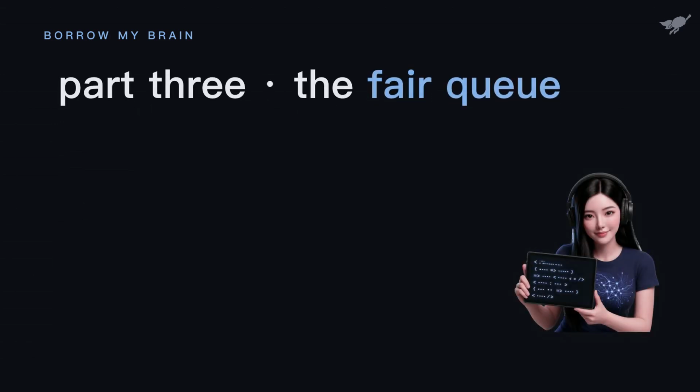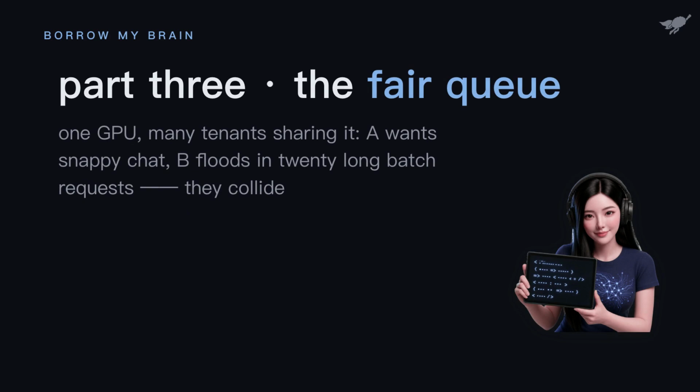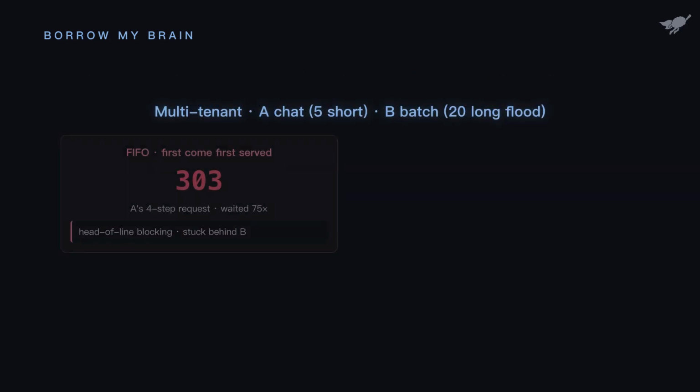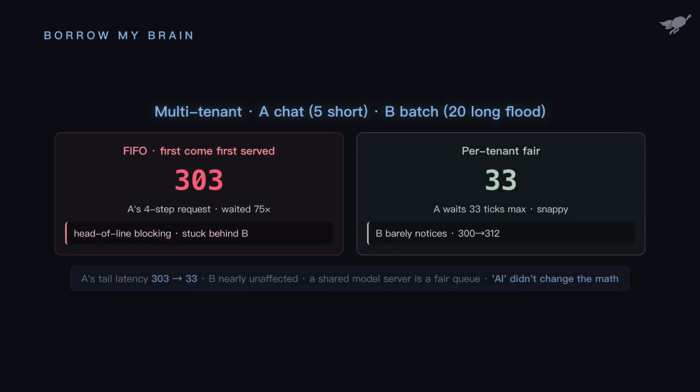Part 3, the fair queue. A GPU usually isn't yours alone. It's shared across a bunch of tenants. Tenant A is a chat interface. A few short requests, waiting on an instant reply. Tenant B is a batch job that dumps in 20 long requests all at once. If you've got just one first-come, first-served queue, B's 20 line up in front, and A's little request, the one that finishes in 4 steps, has to wait behind them until B is almost entirely done.